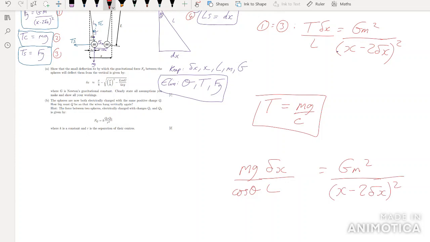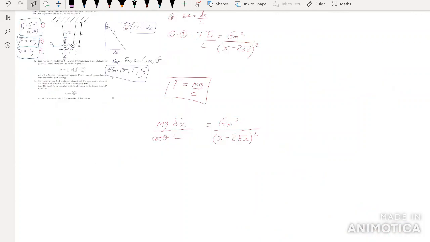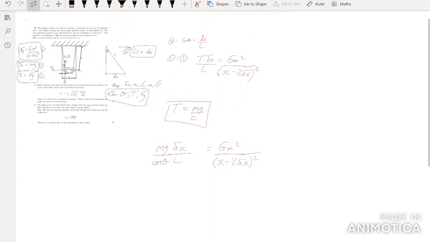Okay, now we've got a bit of a problem. And what is that problem? Well, we've got a cos theta there, and we need to think about how we're going to get rid of it. This is where we're going to have to start using the idea that the lengths are small and so the angles are small. So this is a small angle. And so what can we say? Well, sine theta is roughly equal to theta. So theta is roughly equal to delta x over L.